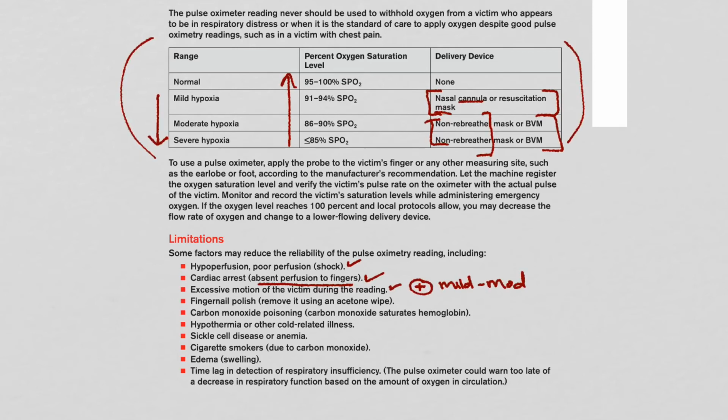Fingernail polish, believe it or not, because it reduces the contact of the nail bed with the actual device. And the list could go on. The most common ones, though, would be fingernail polish for sure, excessive moving, a hyperventilating patient, and then edema. So just be careful when you're using the pulse oximeter. Do it on a few fingers to make sure you're getting the correct reading.